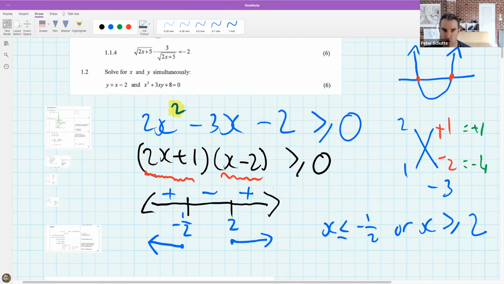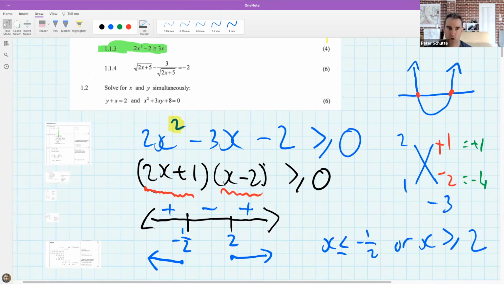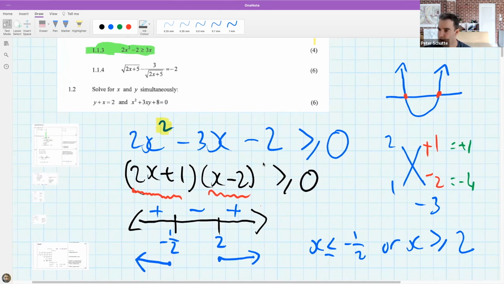Are there any questions or comments before we move on? I hope that this has been helpful in learning how to solve quadratic inequalities.